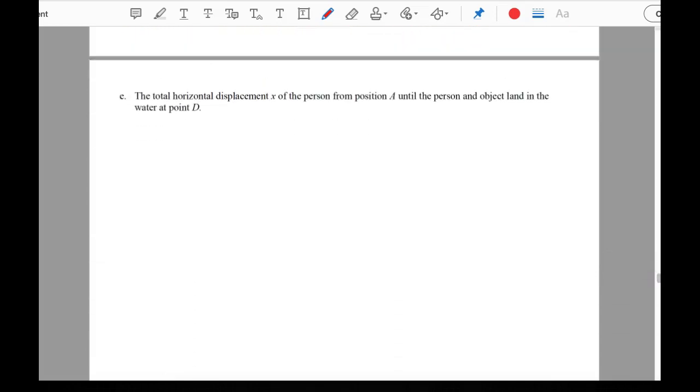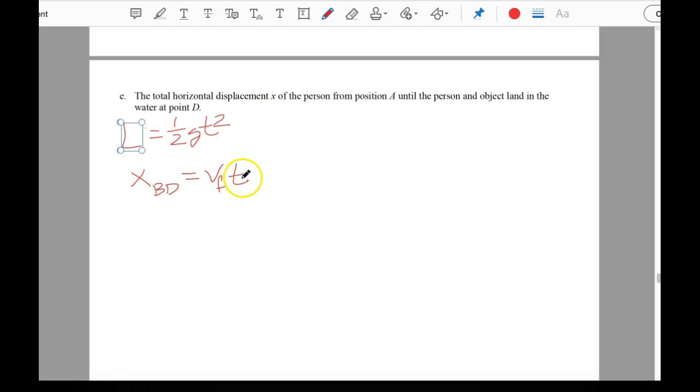So let's go on and take a look at the very last part. For this one, what they would like for you to do is find the total horizontal displacement of the person from A until the person and the object land in the water at D. So first thing we can do is just say that the L, so that's the height, is equal to 1/2 of gt squared as long as there's no air resistance. And we know that the position of those two objects, so we're going to say that is B and D, is equal to the velocity final times time, because I know velocity is equal to change in position over change in time.